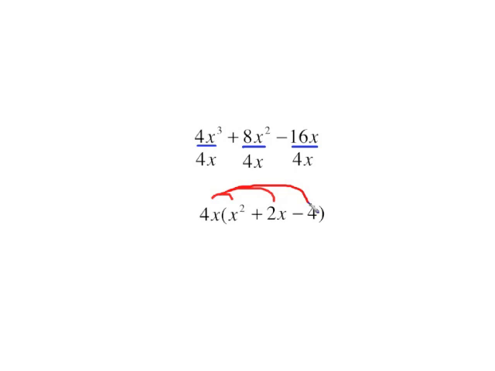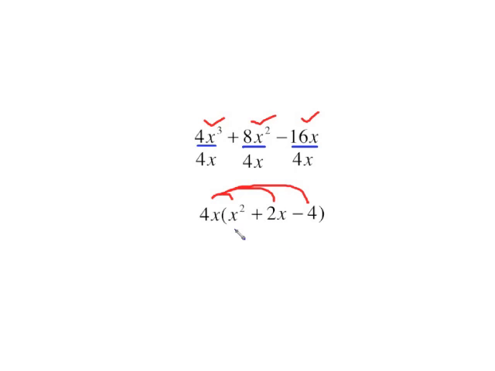We can go back and check this by using the distributive property all the way through. 4x times x squared is 4x cubed. 4x times 2x is 8x squared, and 4x times negative 4 is negative 16x, so this checks.